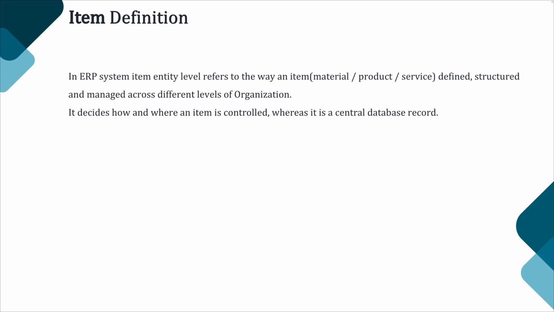So it is a central database record that defines all information about your material, product or service used in an organization, and it ensures data consistency across your modules and reduces duplication of items. So this is termed an item.